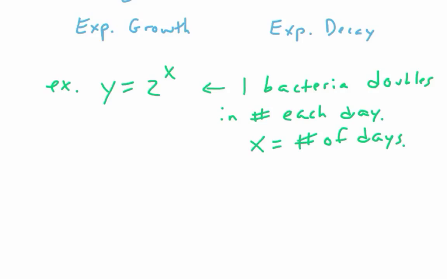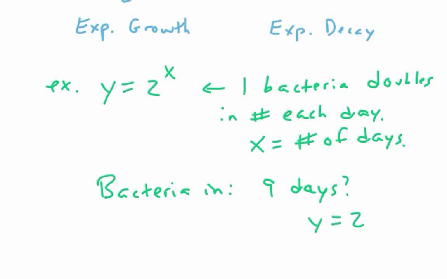But we could say then, how many bacteria do we have in 9 days? Bacteria, and I'm going to do a colon to save a little bit of writing. We'll do 9 days. So how many bacteria do we have in 9 days? That would be y equals 2 to the 9th power. Now that gives me 512. So supposedly after 9 days, if nobody takes the sandwich home, there's going to be 512 bacteria on there.